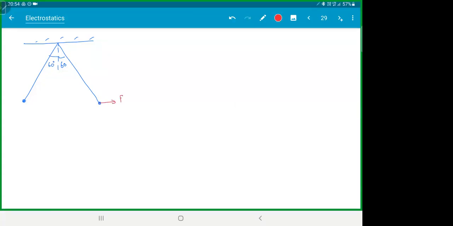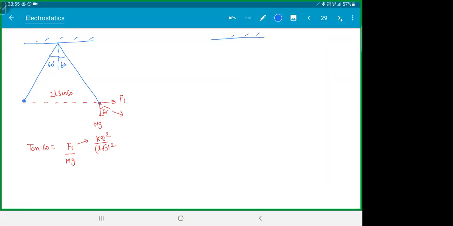So this is the repulsion force. Let's call it F1, and this is mg. This distance is 2L sine 60. This angle is 60 degrees. So we get tan 60 is equal to F1 by mg. F1 is how much? K q square by distance square. 2L sine 60 is L root 3, whole square.